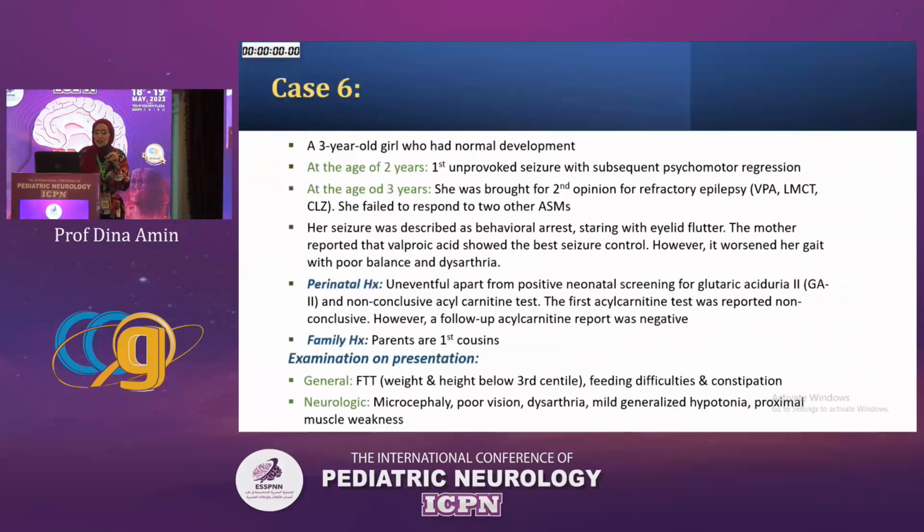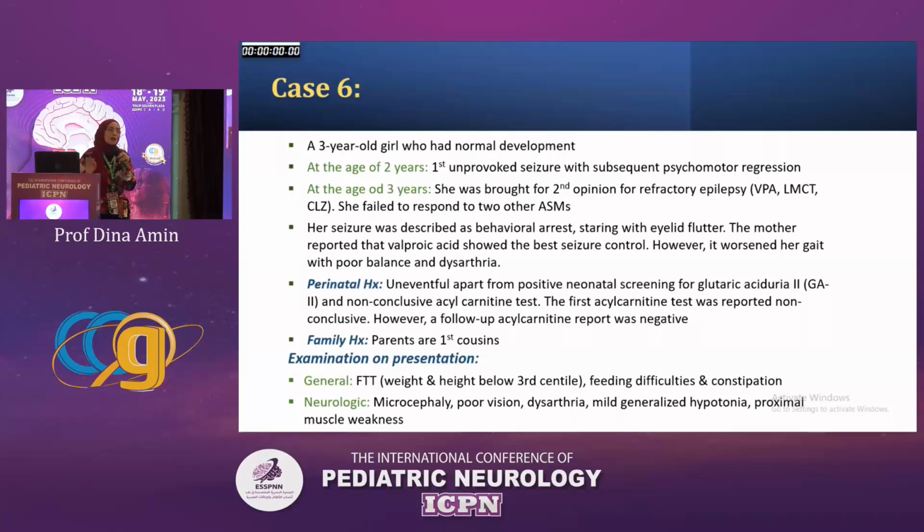This is a 3-year-old girl who had normal development. At the age of 2 years, she had her first unprovoked seizure with subsequent psychomotor regression. At the age of 3 years, she was brought for a second opinion to our clinic with refractory epilepsy on valproate, lamotrigine, clobazam, and clonazepam, and she failed 2 other anti-seizure medications. Her seizures were described as behavioral arrest and eyelid flutter. Mother reported valproate showed the best response. However, it worsened her gait and balance.